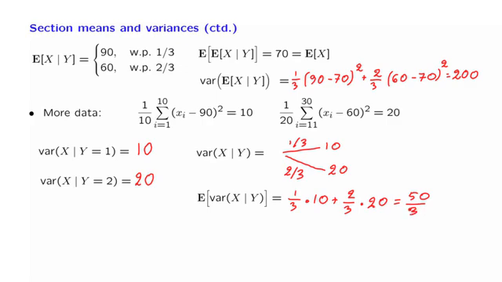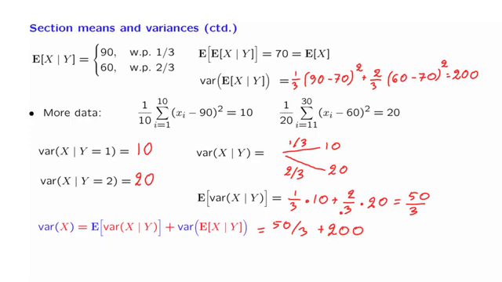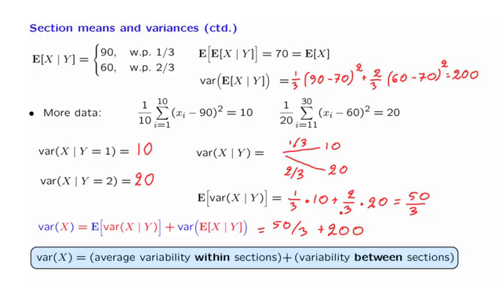At this point, we have the two quantities that are necessary to apply the law of total variance. According to the law of total variance, the variance of the student scores throughout the entire class is equal to this number, which is 50/3, plus this number, which is 200. And this is the overall variance. Now let us interpret the law of total variance in this context. The interpretation is as follows.